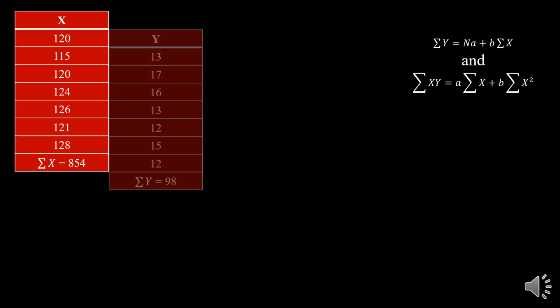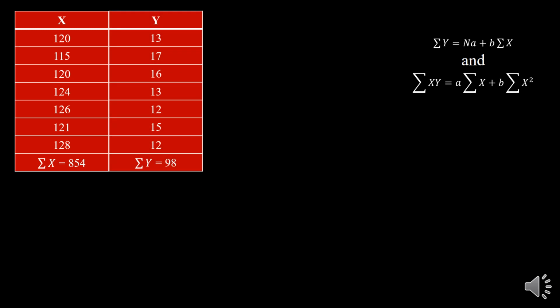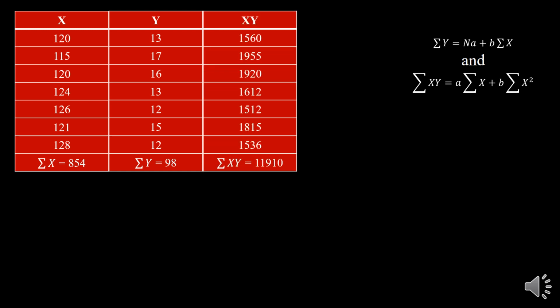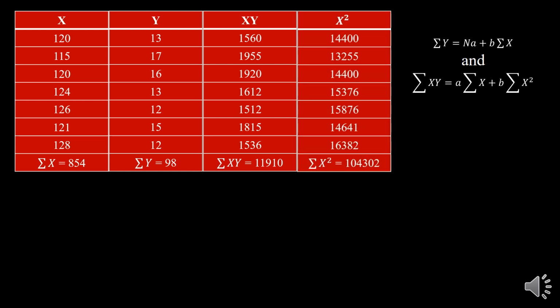So for the x series, we find the total of the x series, 854, then the summation of the y series, then the summation of xy. Summation xy means x into y, the x series into the y series. Then we need one more requirement, that is x square. Find x square, then find the sum of that, which comes to 1,04,302.